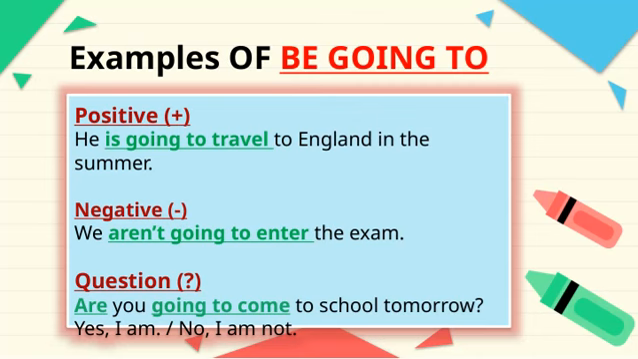Now, let's look at some examples of how to use be going to in different contexts. When we make a positive statement, we say, for example, he is going to travel to England in the summer. This shows that someone has a plan or intention for the future. On the other hand, in negative sentences, we use not to indicate something we don't plan to do. For instance, we aren't going to enter the exam means we have decided not to participate. Finally, for questions, we start with are you going to ask about someone's plans. For example, are you going to come to school tomorrow? When answering, you can say, yes, I am, or no, I am not.